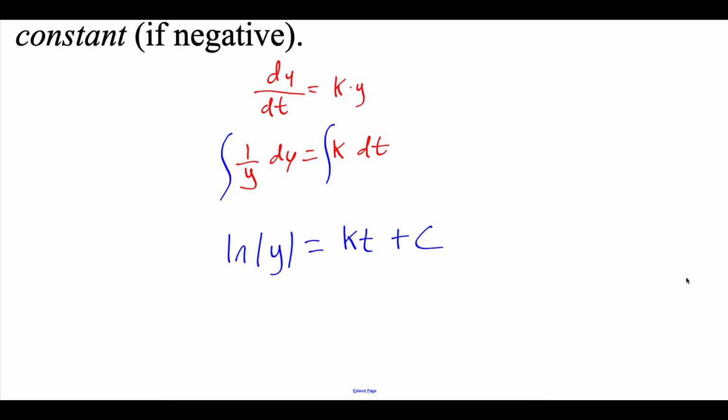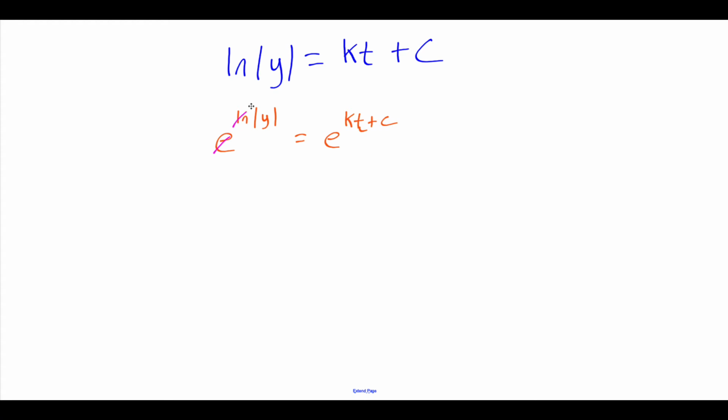Now what we're going to do is try to get y all by itself. Having that natural log in front, to cancel out a natural log, we want to do something called exponentiating both sides. So what we're going to do is take e and raise it to what we have on each side. So on the left-hand side, we're going to have e raised to the ln of the absolute value of y. And on the right-hand side, we're going to take e and raise it to the kt plus c power. Now, the reason why we do that is because on the left-hand side, the e and the natural log are going to cancel each other out. So then we get just the absolute value of y is equal to e to the power kt plus c.